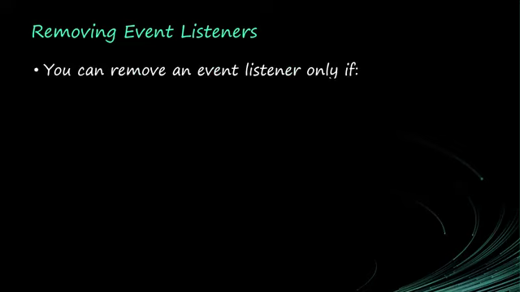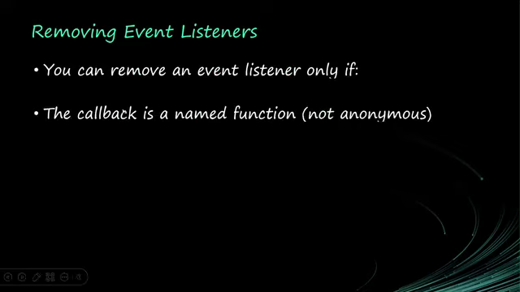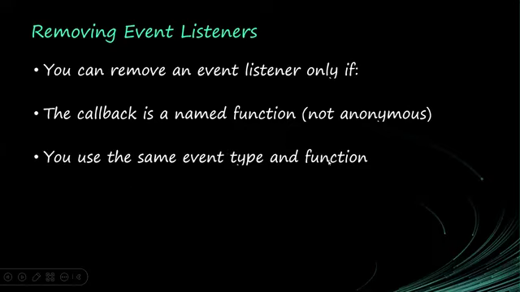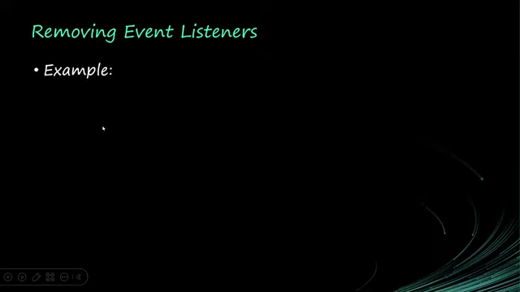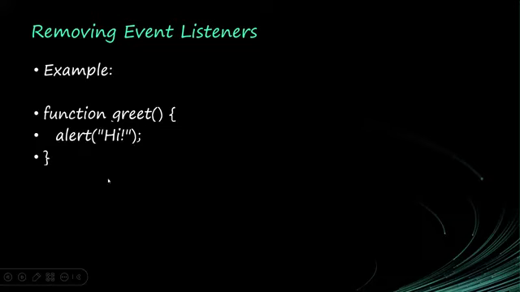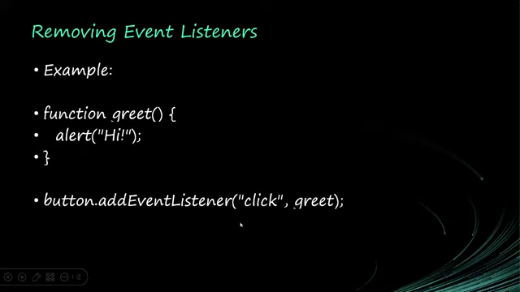You have added an event listener to an element. So how do you remove it? For you to be able to remove event listeners, these are the conditions. First of all, the callback has to be a named function, not anonymous. I used an anonymous callback function. So if you want to be able to remove the event listener, your callback has to be a named function. I'm going to correct that now. And then you use the same event type and function. So you write this function, and then you say button.addEventListener, click, and the function.